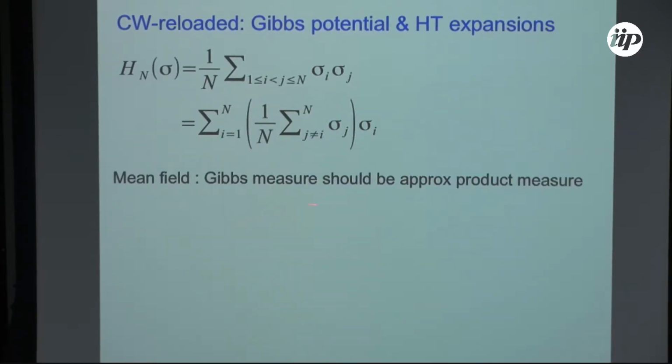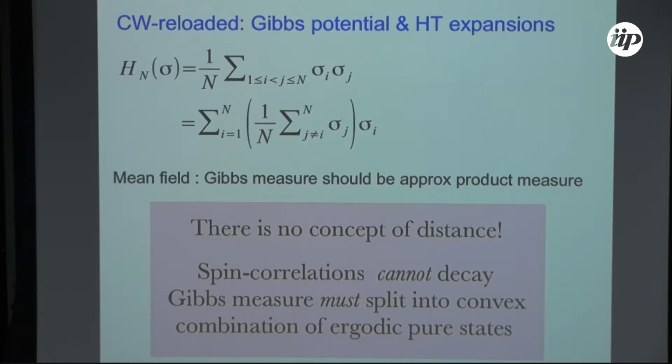Now, here's the first realization. It's a mean field model, so the Gibbs measure should be approximately a product measure. This is definitely a very natural thing, and this is because there is no concept of distance. If the spins are not independent, then they are correlated. But then we should ask, how are they correlated? The correlation cannot decay, so there is not much room for freedom.